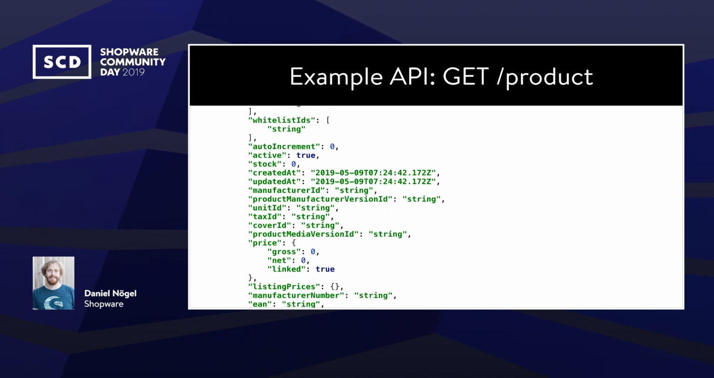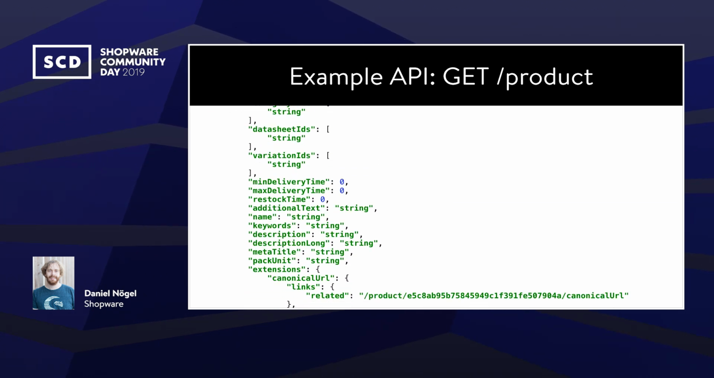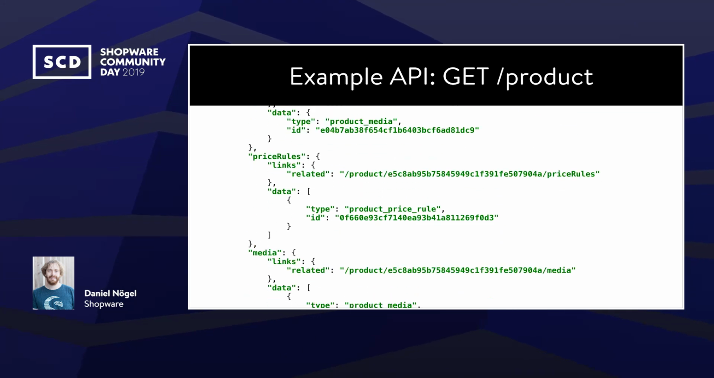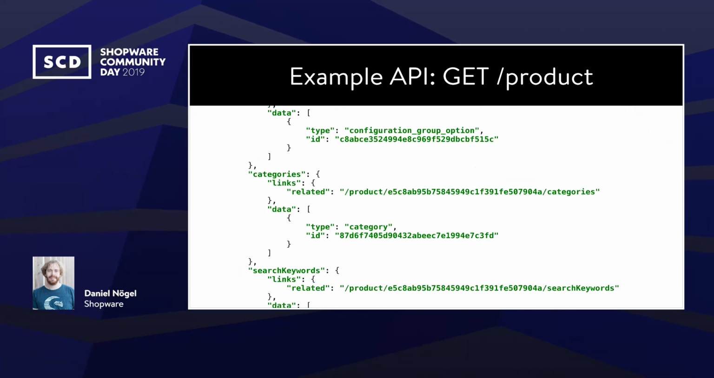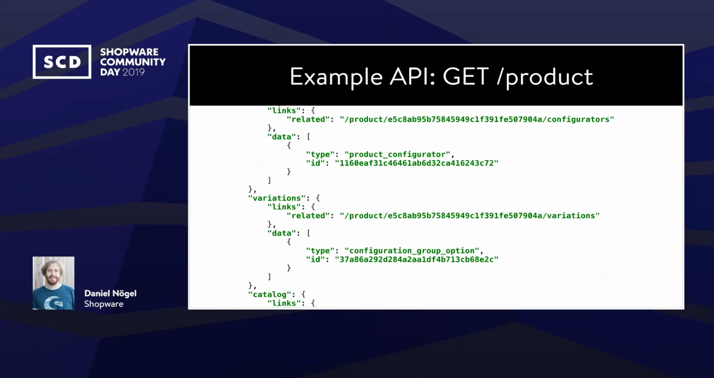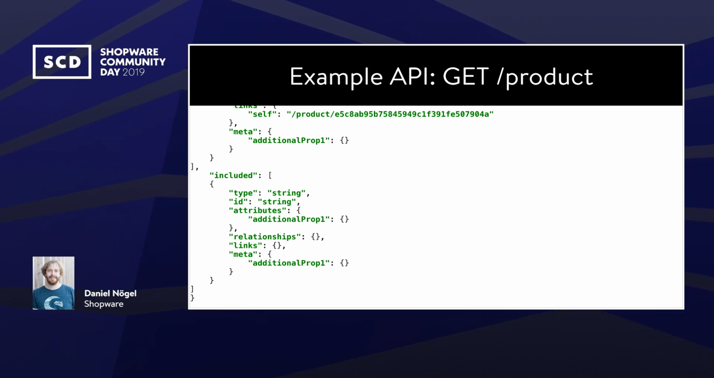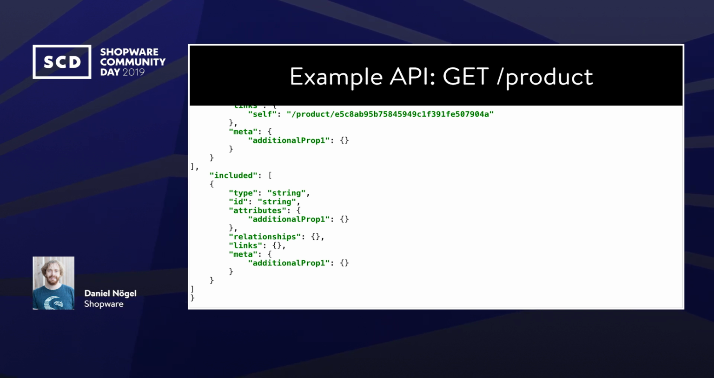And as you can see, there's a lot of information in it, and because of the JSON API standard, we also have links to, for example, associated entities. So it's a very sophisticated overview of all the things you need to know about a product. And from there, you could go and, for example, then call the variants or the prices. So you don't need to manually concatenate the strings anymore.